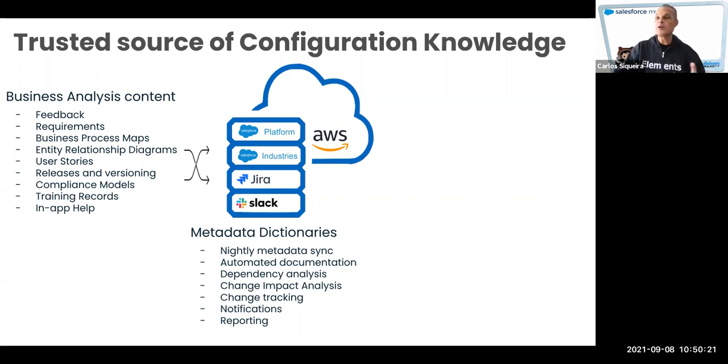Oh, I just changed a report, I just changed an app, I just changed whatever. It's very important that you keep release and versioning control to see exactly who did what and when. Compliance models: depending on the industry you work in, you might have several different compliance requirements, such as audits, if you work for an insurance company or a fintech. So compliance is very important as well. Training records allow you to onboard new people. When new people start in your company, they don't know much about your system, so configuration knowledge once again comes in handy. And of course, you have in-app help.